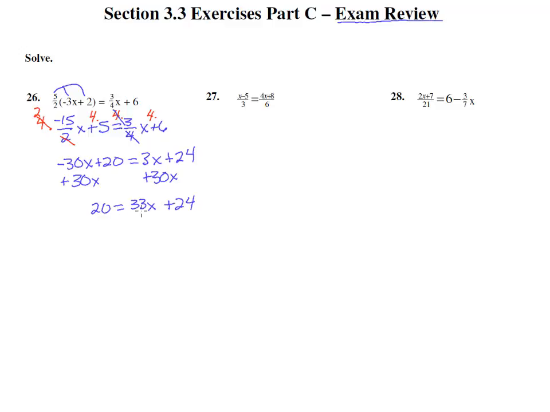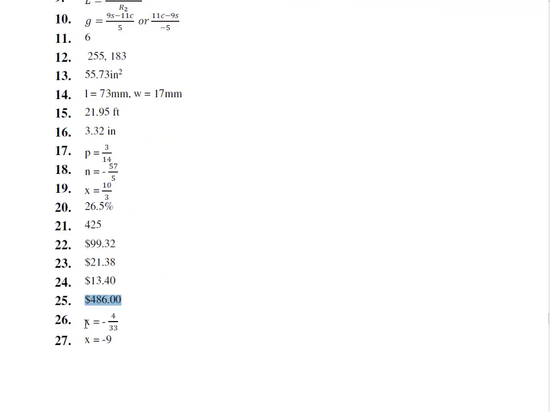This is nice. We can get rid of the plus 24 by subtracting 24 from both sides of the equation. So we get minus 4 equals 33x. And now how do we undo that times by 33 so the x can be alone? We divide by 33. And we get x equals negative 4 over 33. Let's check our answer. X equals negative 4 over 33.